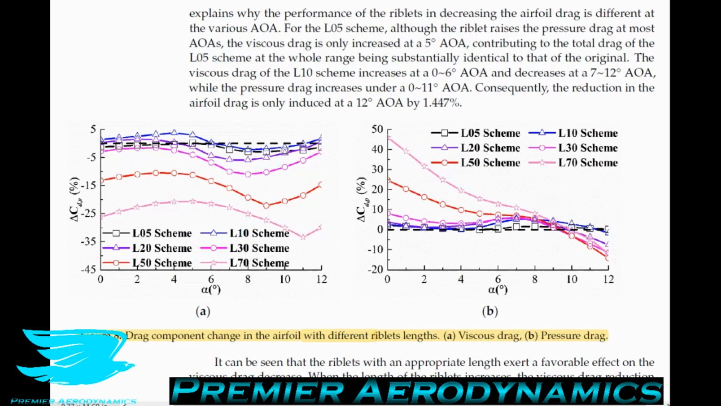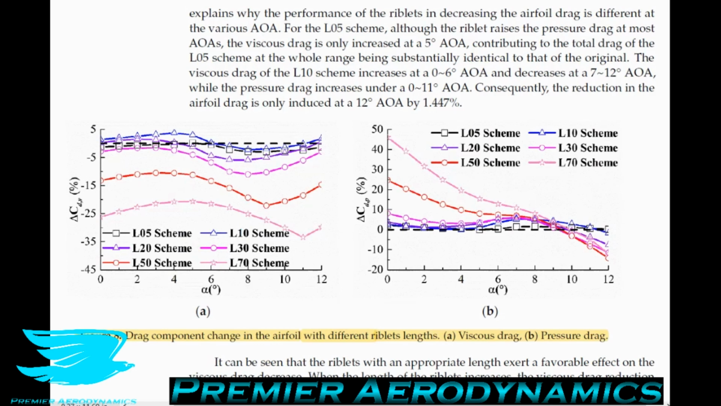The viscous drag of the L10 scheme, so when the riblets cover 10% of the airfoil suction surface, increases at angles of attack between 0 and 6 degrees, but then decreases at angles of attack between 7 degrees and 12 degrees, while the pressure drag increases no matter what the angle of attack is. So consequently, the reduction in the airfoil drag only occurs at high angle of attack, and it's only by 1.5%. This is probably within the error potentially, but even still, it's almost nothing. So again, these two components cancel out, the friction drag and pressure drag, and this often happens.